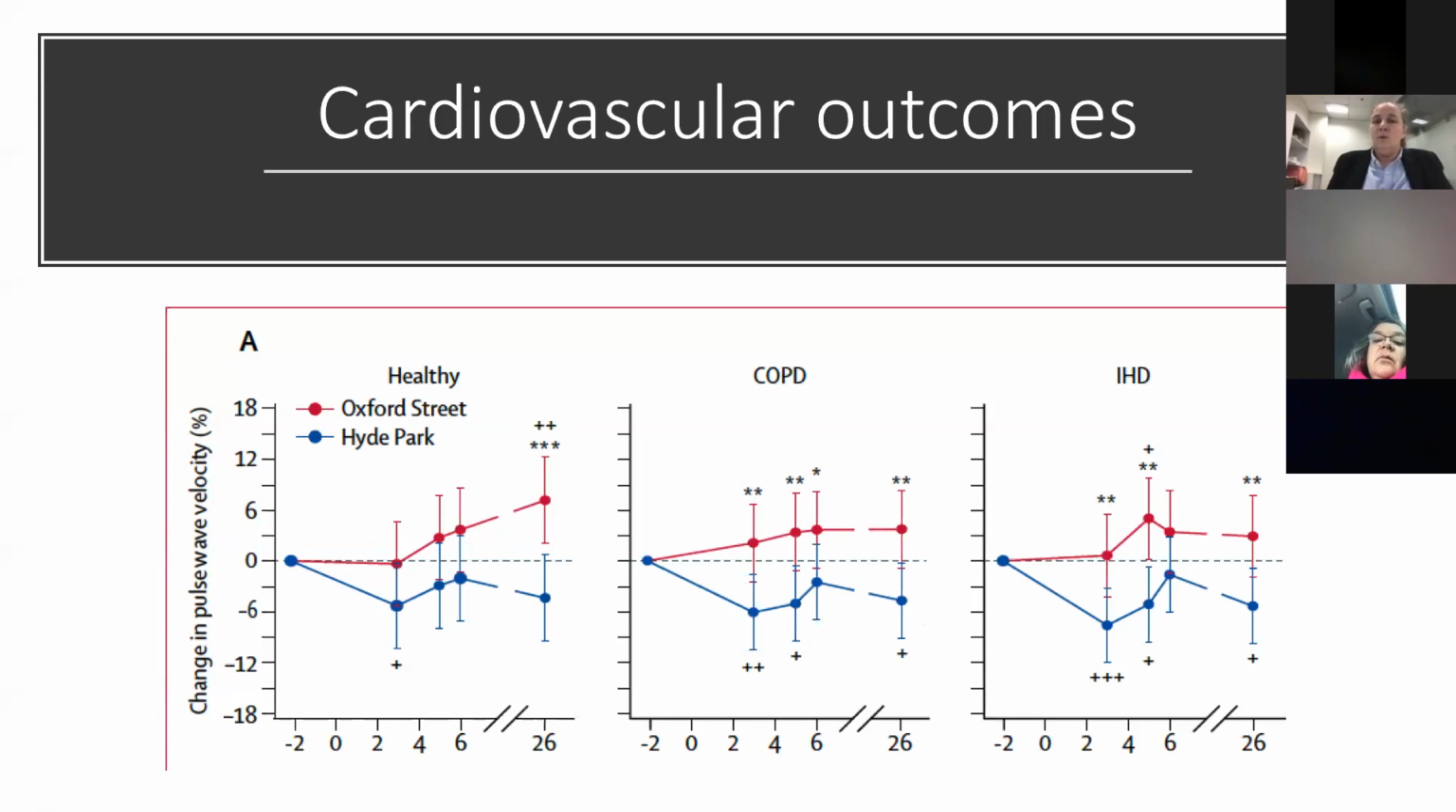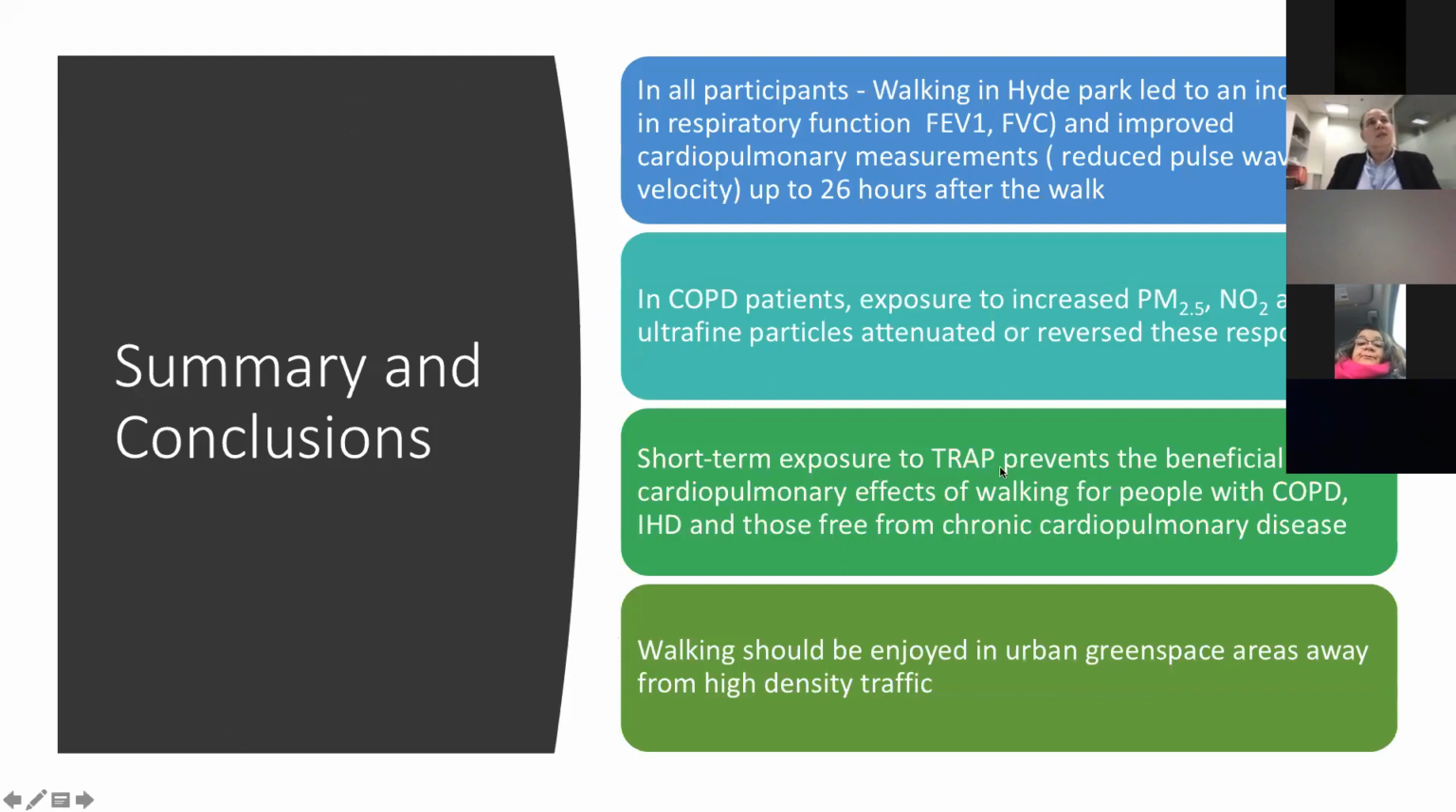So although these are not actual disease outcomes, they're very interesting markers of cardiovascular and respiratory disease, and may point to the mechanisms behind how air pollution may cause some of the cardiovascular and respiratory outcomes. So what did they conclude?